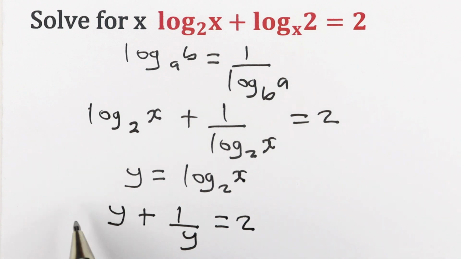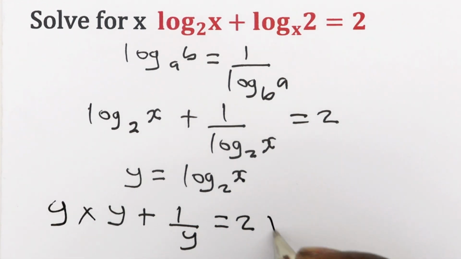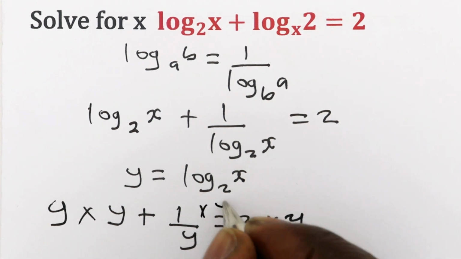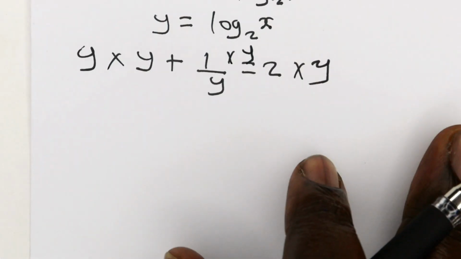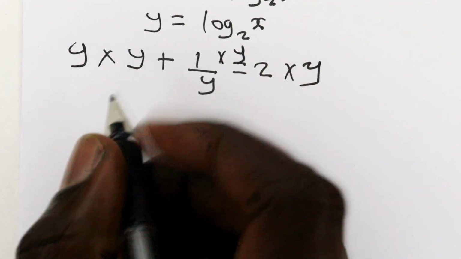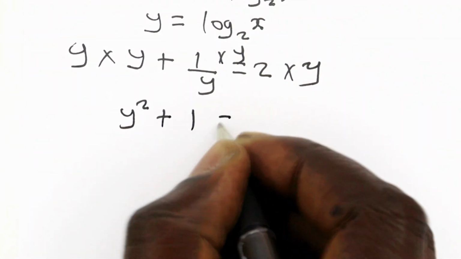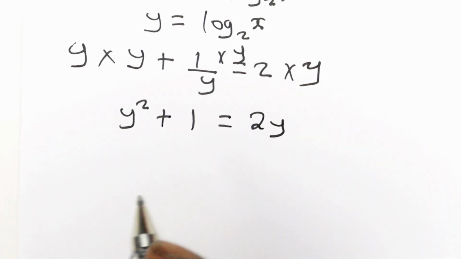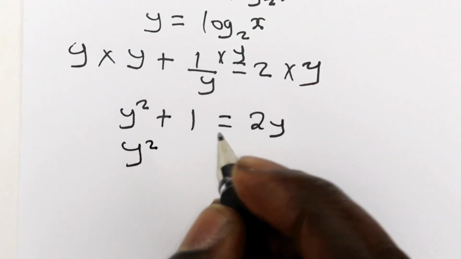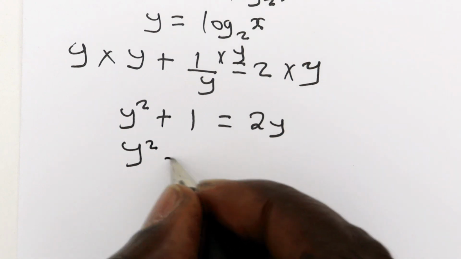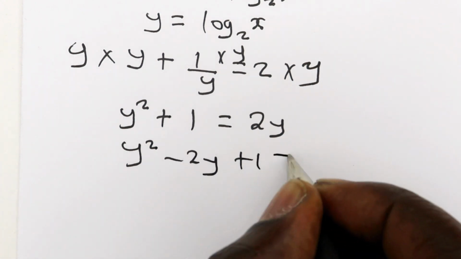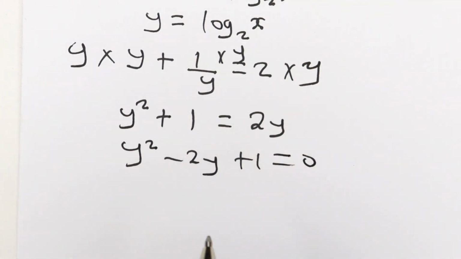Now you can multiply all through by y to remove this fraction. When you do that, we have y squared plus 1 is equal to 2y. And when you rearrange this, you have y squared minus 2y plus 1 is equal to 0. Now this is a quadratic equation which you can solve using any method.